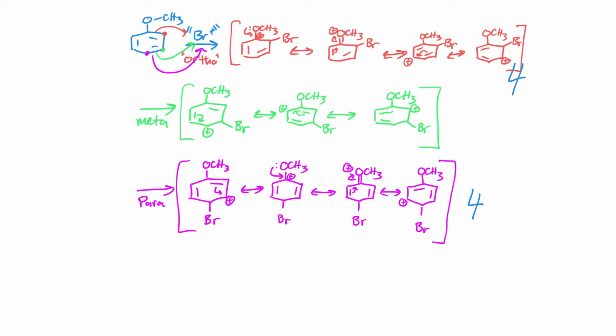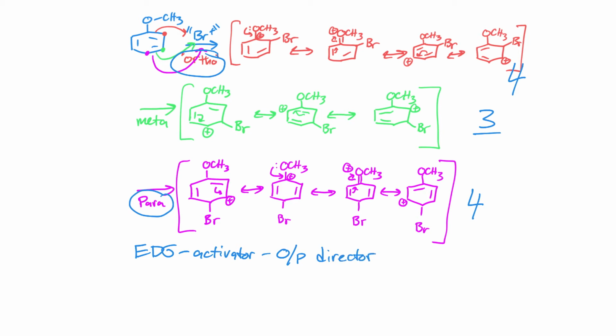and I have four resonance structures up here with my red pattern for the ortho addition. I only have three resonance patterns for the meta position. And so what this tells me is that the para and the ortho, which I've covered up with some arrows up here, is favored. So this is an electron donating group. We learn that it is an activator. And now these resonance structures help us understand why it is favored to add the electrophile at the ortho or the para position. So ortho, para, director. And this will be true of all electron donating groups that are activators.